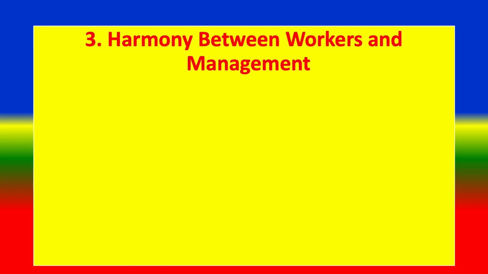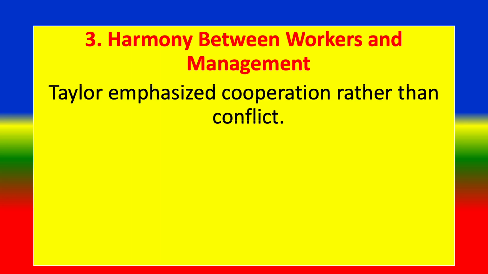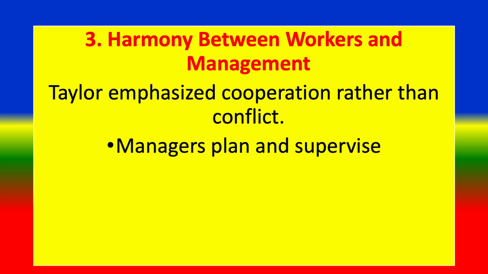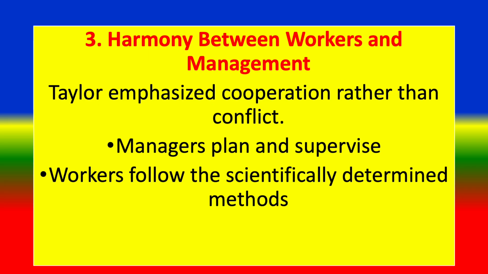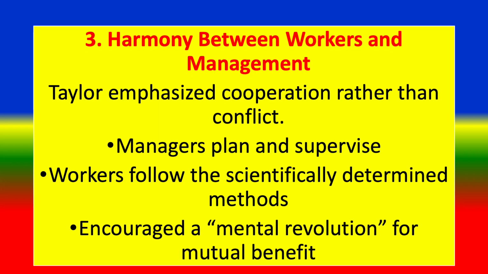3. Harmony between workers and management. Taylor emphasized cooperation rather than conflict. Managers plan and supervise. Workers follow these scientifically determined methods. Encourage the mental revolution for mutual benefit.